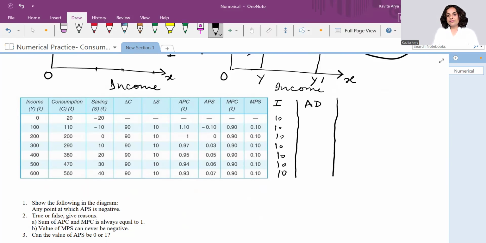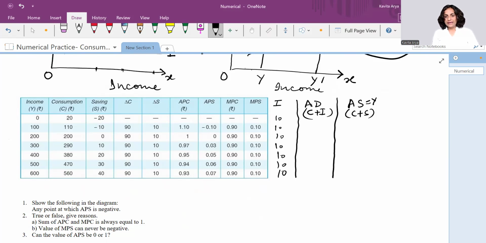Like if the examiner wants you to find AD or AS. Are you able to recall? AD is equal to C plus I and AS is equal to C plus S. And you must note that C plus S would eventually be equal to Y. So let us find and derive it through this table. Can we do so? AD is equal to AS.